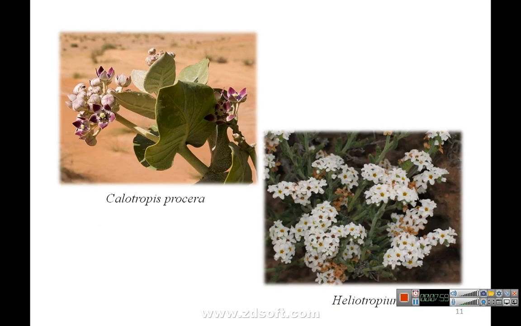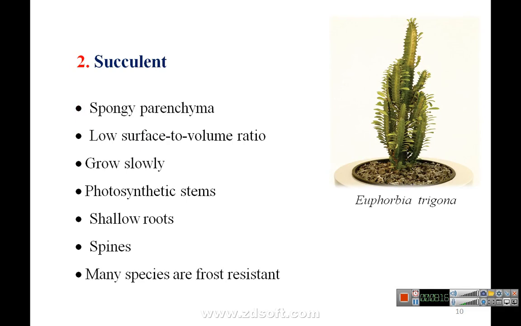These are the examples. Heliotrope pine. Oh, I can't see because of this. So if I move it, okay. Calotropis procera. These come in the category of succulents.